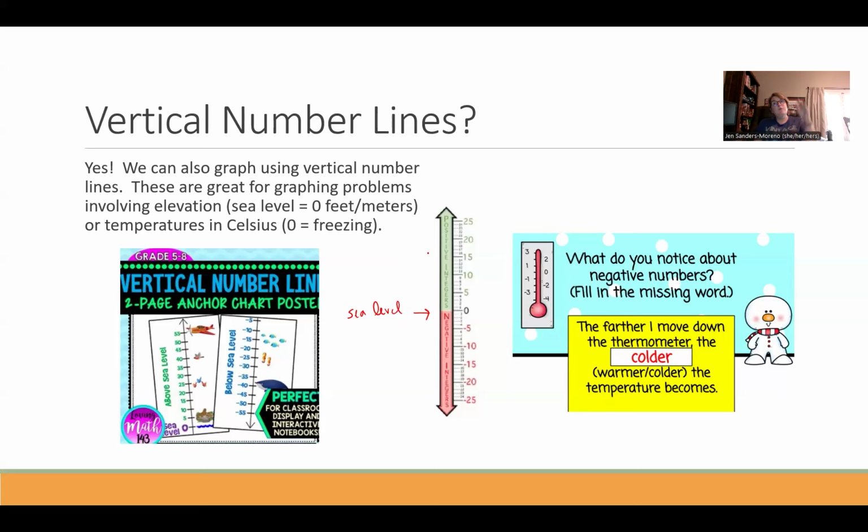And then when you measure like the heights of mountains and the elevation of cities and different things, all of those are above sea level. So it would be positive. And then there are plenty of things that are below sea level, not just under the water.